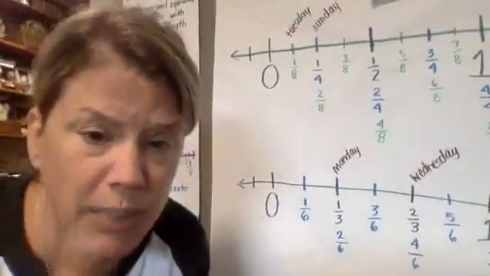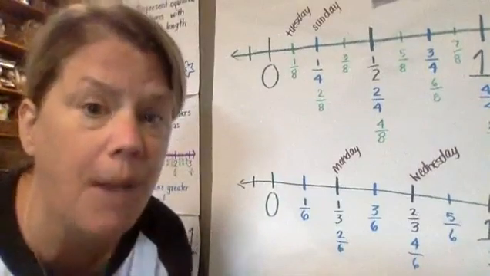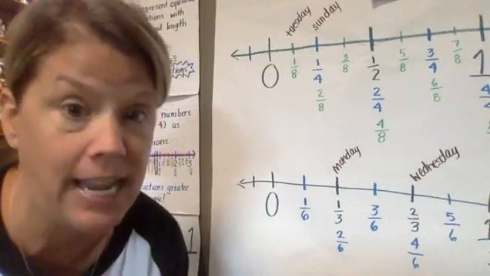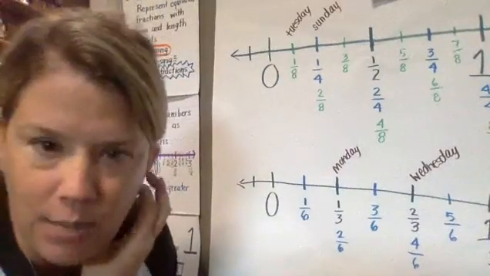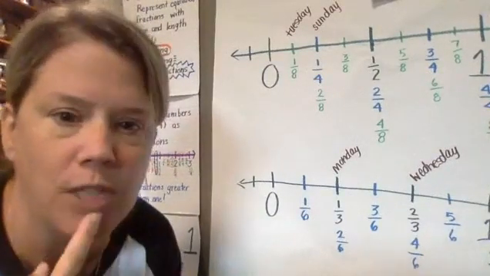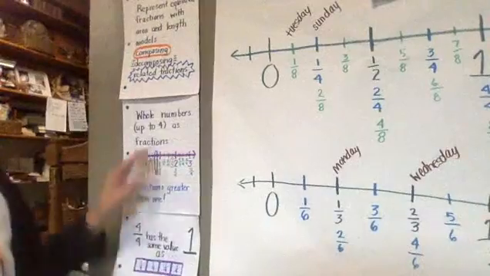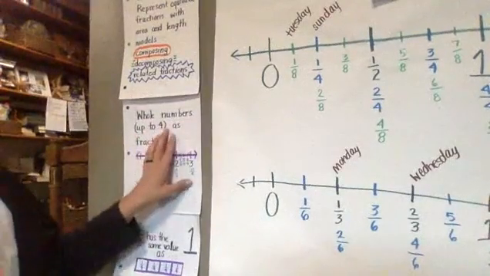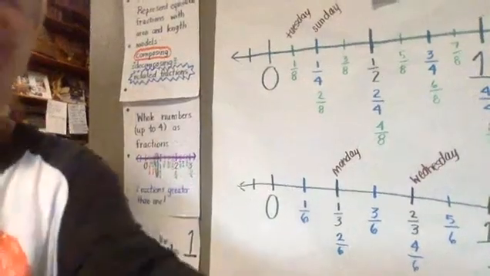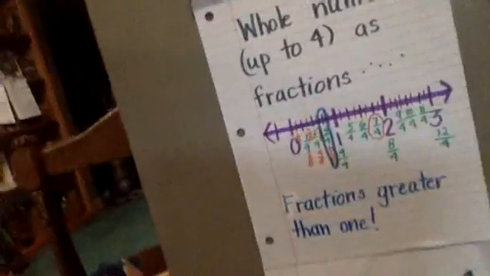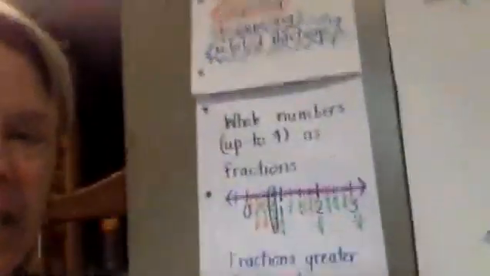Miss Street is really going to try hard to use the words composing and decomposing today. I've noticed in my past videos, I'm not really using that language, and so that's something Miss Street wants to work on. Okay? So we have to know whole numbers up to 4, and we have to know those as fractions.